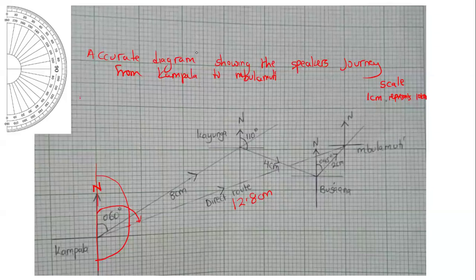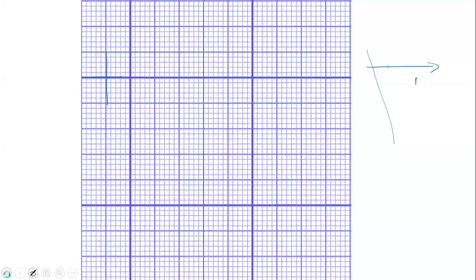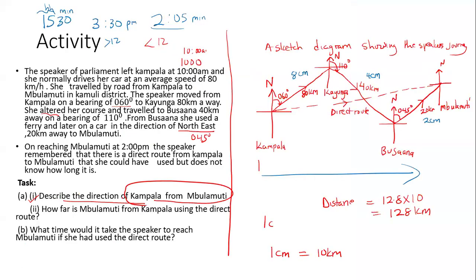The one you have given me is the bearing of Bulamuti from Kampala. Now, what about the bearing of Kampala from Bulamuti? I don't know whether you are seeing the question. The question wanted us to describe the direction of Kampala from Bulamuti. So what is your direction? Southwest.